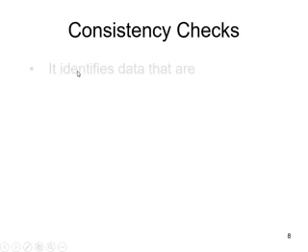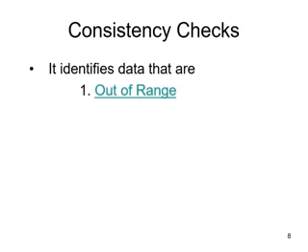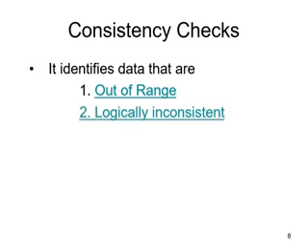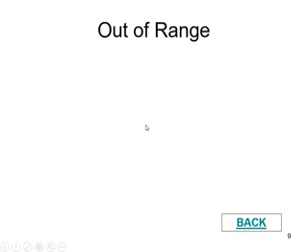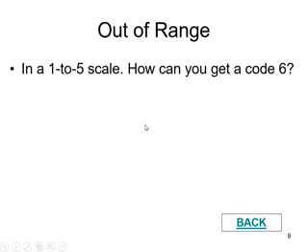Consistency checks comprise identifying, number one, whether there is any observation which is out of range. Is there any logical inconsistency? And whether there are some extreme values in the data set. So these three things we do in consistency checks: checking for out of range data, checking for logically inconsistent data, and checking for extreme values. If we look at out of range data, suppose we are collecting information from an individual on a scale of 1 to 5.